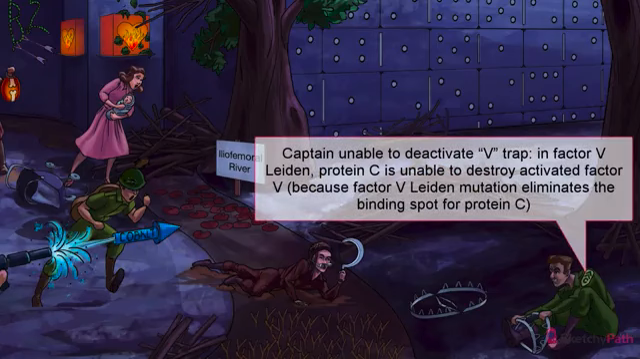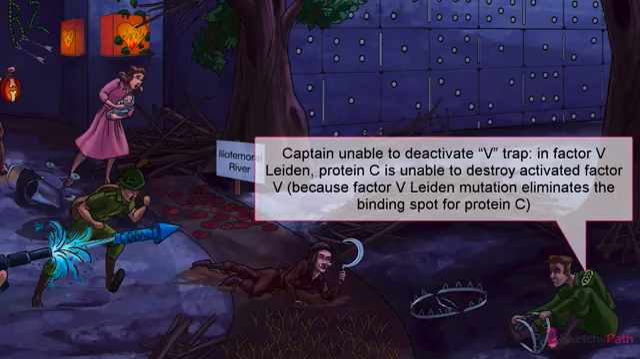Well, in patients with Factor V Leiden, a single point mutation eliminates the usual spot where protein C can bind. So, Factor V can't be destroyed, causing coagulation as it goes. This is illustrated by the protein C captain here. Try as he might, he just can't deactivate this Factor V trap.